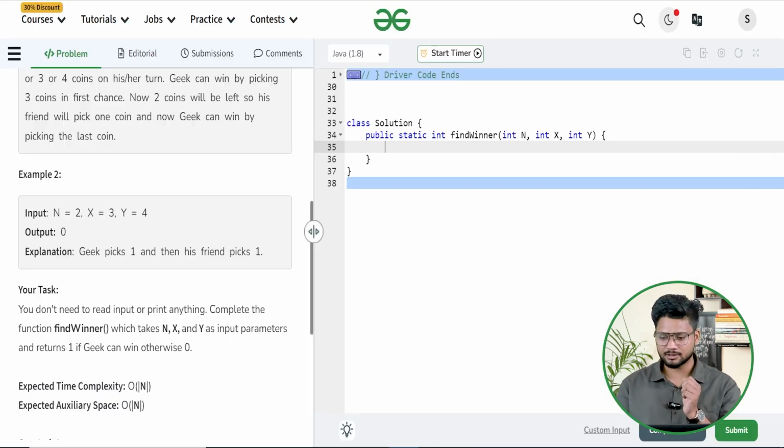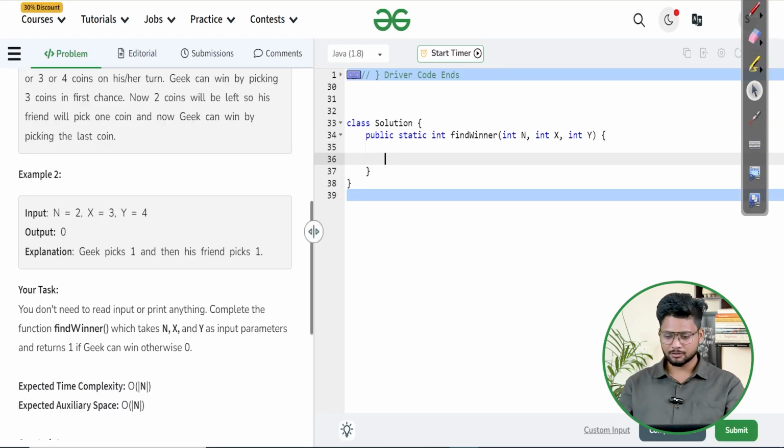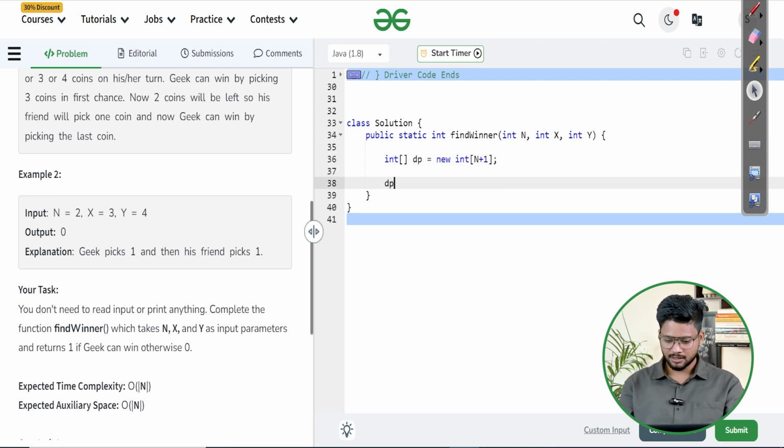So how to write the code? Let's see. For this part, I will first make an array. Let's make an array equal to new int array of n plus 1. Similarly, now let's give the base cases.